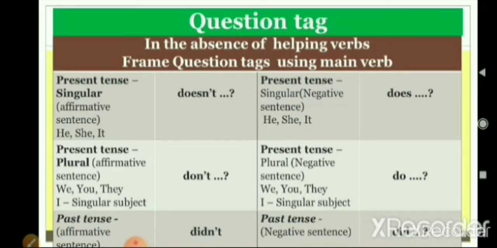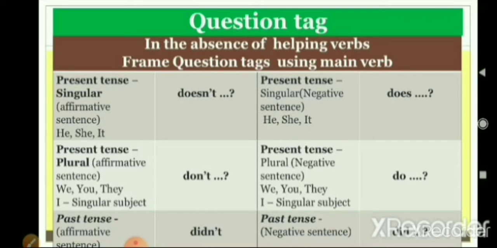Likewise, if the sentence is in past tense and if it is a positive sentence, then it takes the question tag didn't. Didn't I? Didn't we? Didn't he? Didn't she? Didn't it? Didn't you? Didn't they? Likewise, if the sentence is in present tense and if the subject is singular and if it is a negative sentence, then what question tag will it take? It is does. Does he? Does she? Does it?